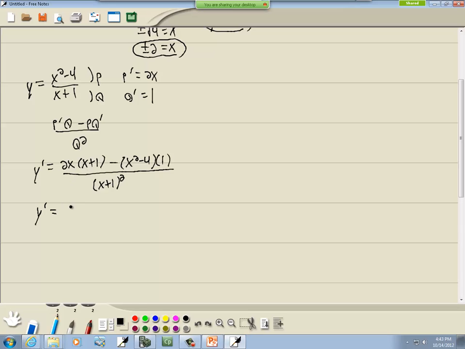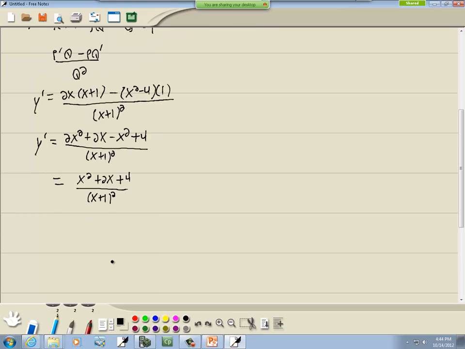So we've got 2x times x gives us 2x squared. 2x times 1 is 2x. Negative out in front of the parentheses flips the sign of everything inside, so it becomes a negative x squared plus 4 over x plus 1 squared. Double check that everything there. Yeah, looks good. Combine together like terms. 2x squared minus x squared is x squared plus 2x plus 4 over x plus 1 squared. And that's our derivative.